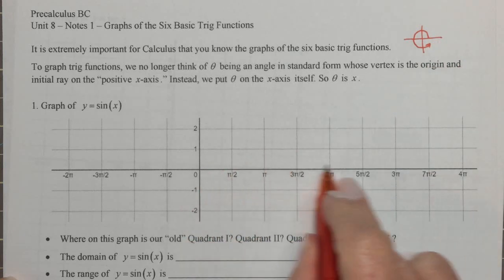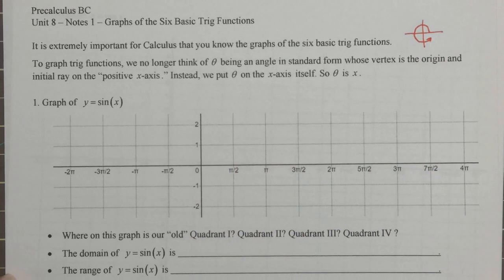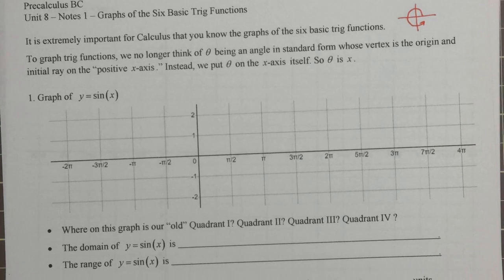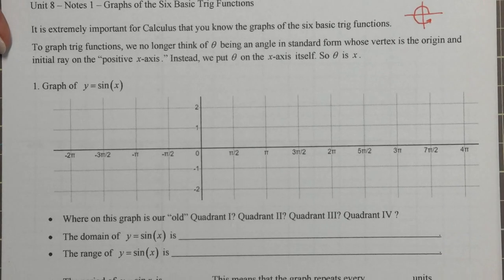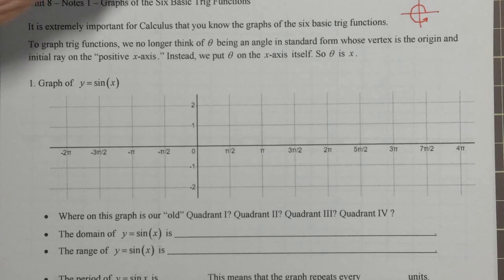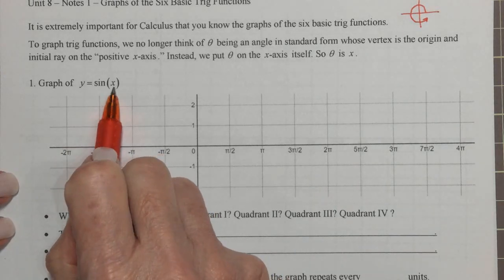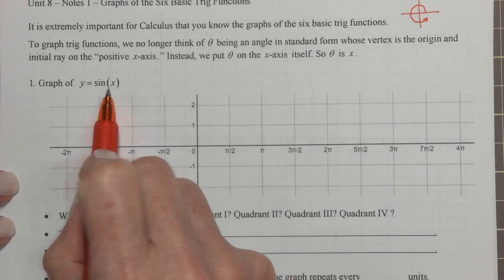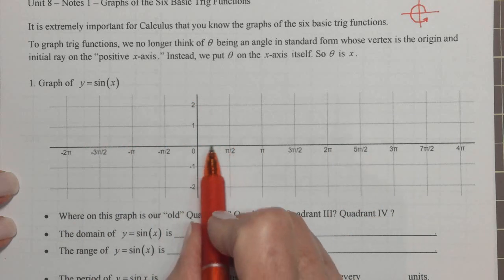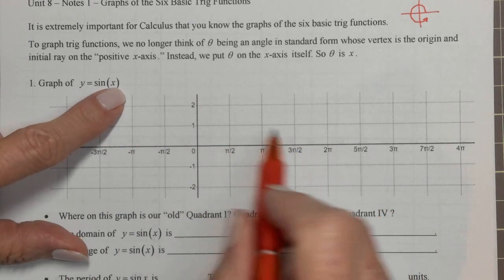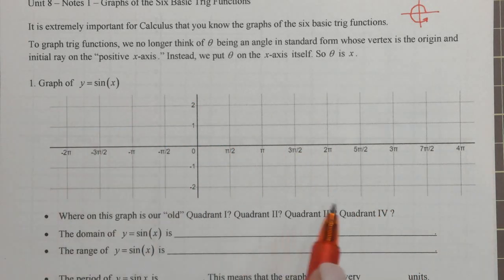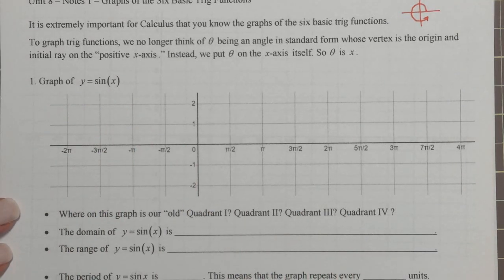Instead, theta is on the x-axis. Theta is the x-axis. So theta is what we think of as x. All right? And we don't have to have a theta here, we can just have an x there. So we are graphing x versus y, but x is the angle because it's the argument of the trig function. So we're going to begin by graphing sine x.